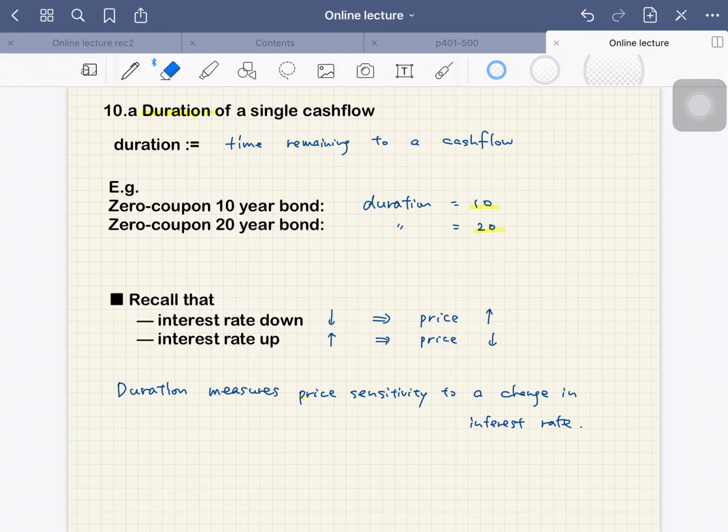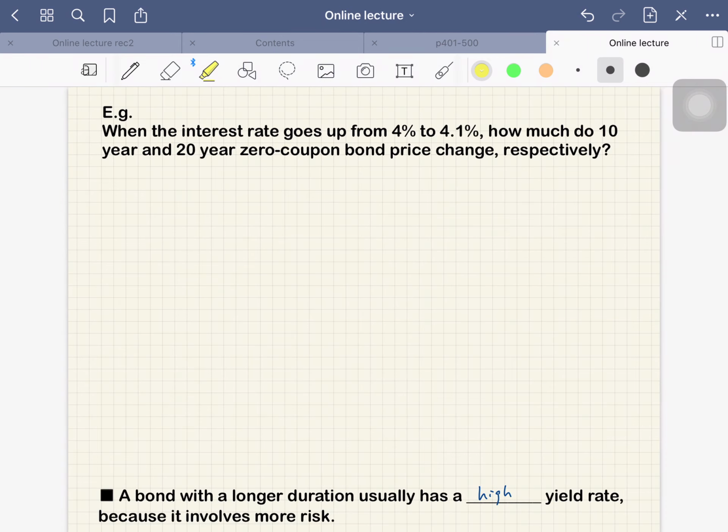Hi, so next we want to see an example of duration of a single cash flow. Remember that the duration measures price sensitivity to a change in interest rate. I want to demonstrate this with an example. When the interest rate goes up from 4% to 4.1%, how much do 10-year and 20-year zero coupon bond prices change respectively?